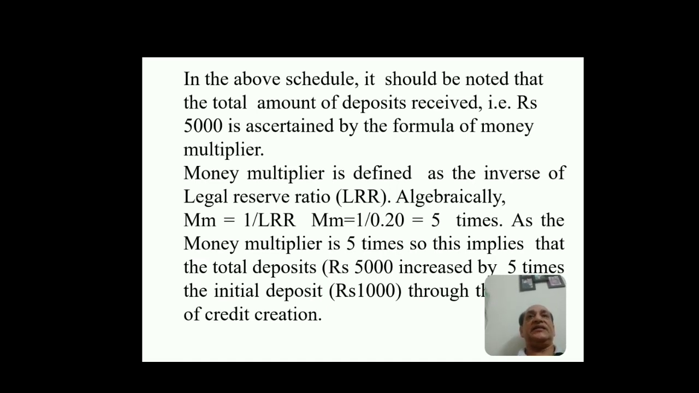In a nutshell we can say that if we know the value of initial deposit, say 1,000 rupees, and legal reserve ratio, that is 20%, we can estimate how much credit commercial banks create. With 1,000 rupees initial deposit and 20% legal reserve ratio, the credit creation by the commercial banks amounts to rupees 5,000. That is, it increased 5 times the initial deposit.